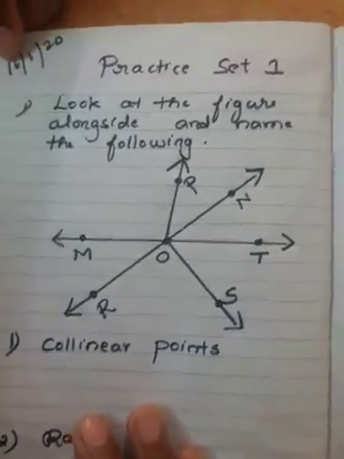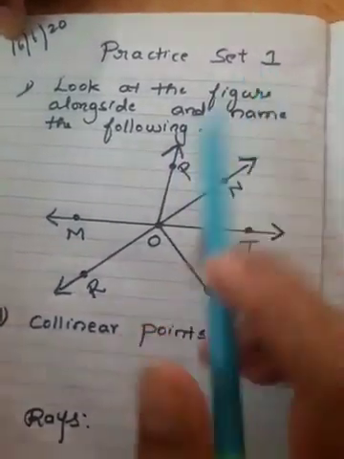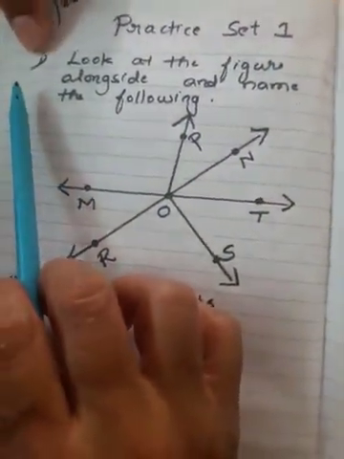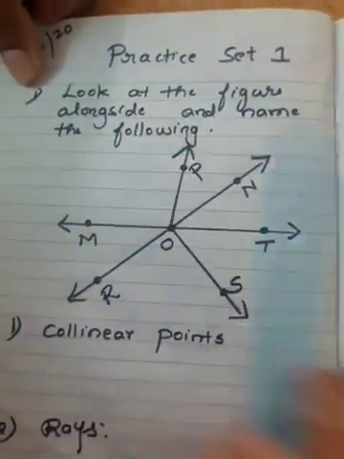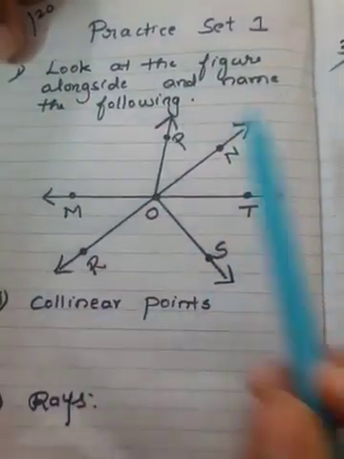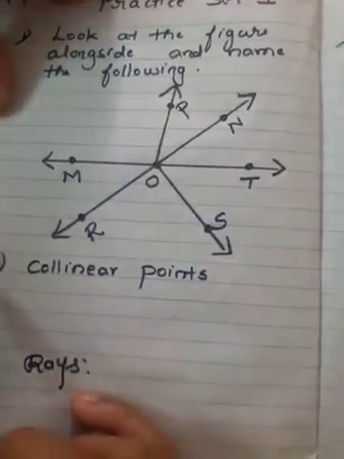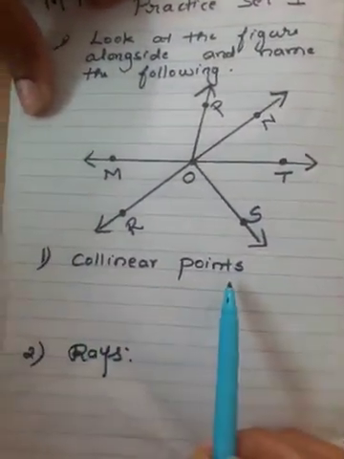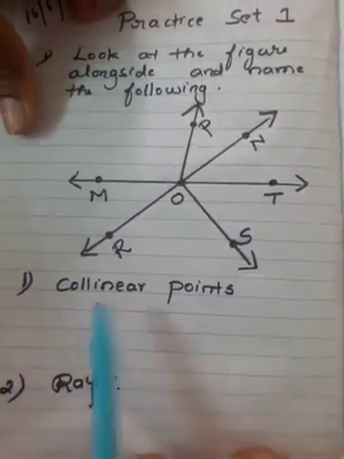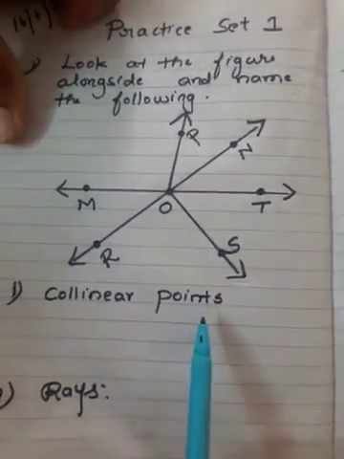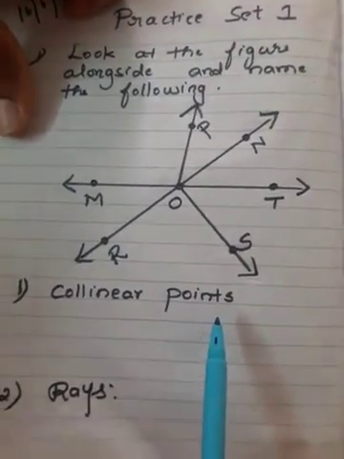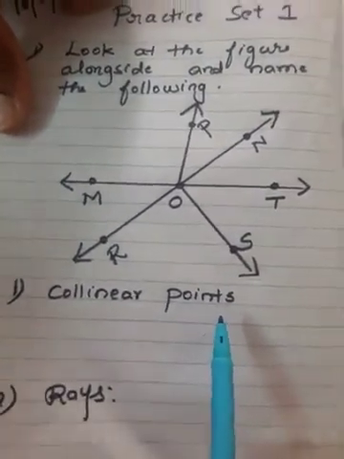Now let's go to the practice set. Practice set 1. Question number 1. Look at the figure alongside and name the following. Look at the figure. The first question is name the collinear points. So collinear points means three or more points which lie on the same line. They are called collinear points.